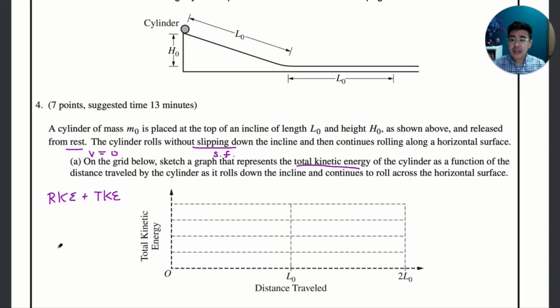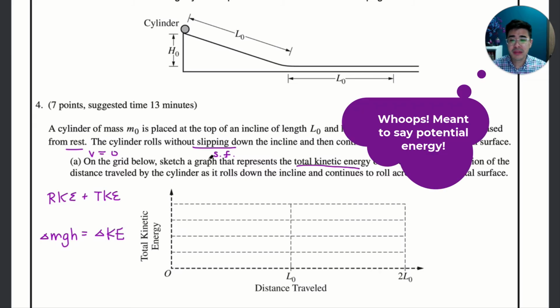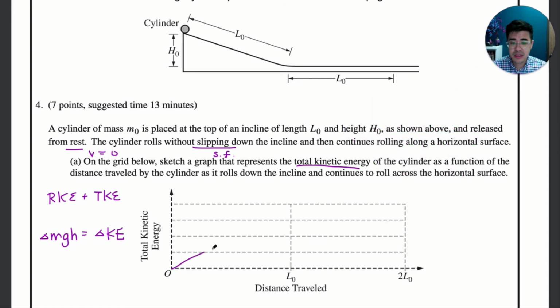So translational is the thing that moves in a straight line, and the rotation is the one going in a circle. But notice that if you use the conservation of energy, we start off with some sort of mgh, and the change in mgh is going to equal the change in the kinetic energy. The mass and the gravity aren't going to change, so the height is going to change. So the kinetic energy is directly proportional to the height. So as this thing drops down the ramp, we're going to gain kinetic energy linearly. So from here to here, it's going to just go straight up.